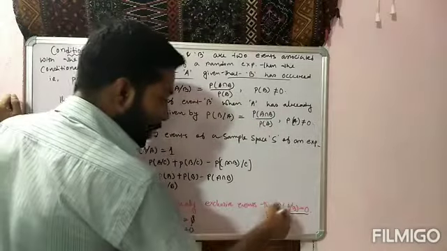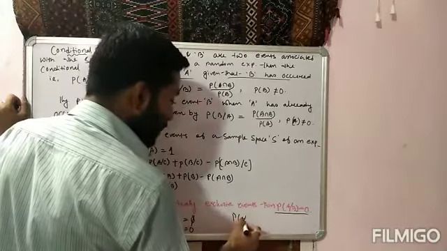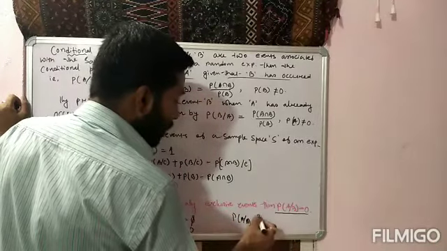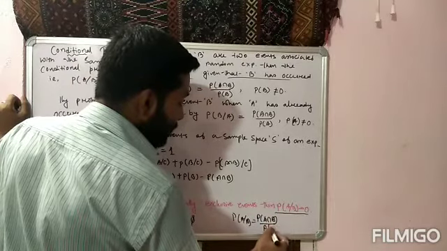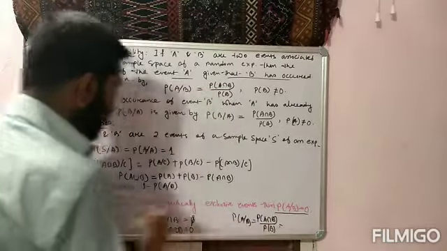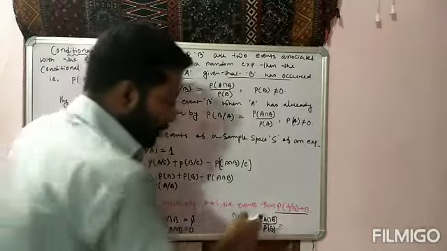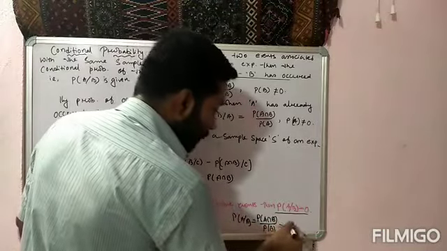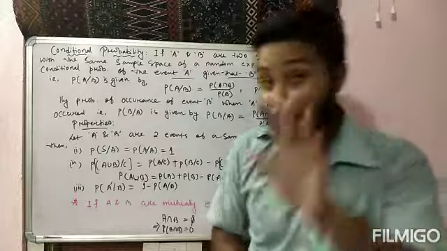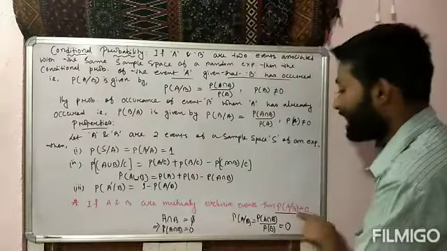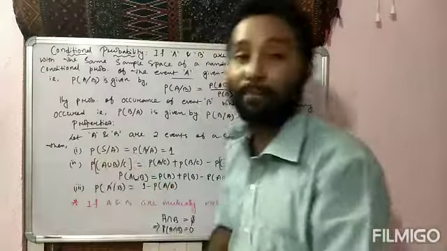So what is the formula of P of A slash B? Probability of A slash B is equal to P of A intersection B by P of B. Yes or not? But if A and B are mutually exclusive, P of A intersection B is 0. So if the numerator is 0, the whole term will be 0. That's why if A and B are two mutually exclusive events, then probability of A slash B is always 0. So these are some properties of conditional probability.